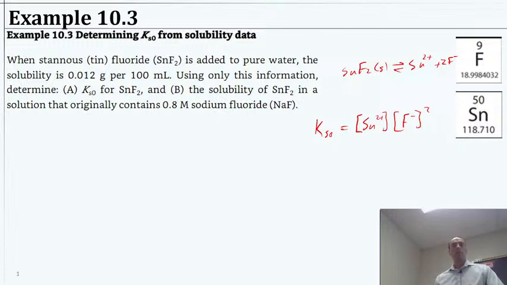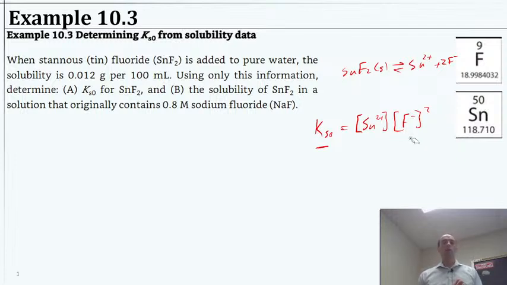Part B then says, okay, so what is the solubility of this mineral if we have a solution that originally contains 0.8 moles per liter of sodium fluoride? So that gives us 0.8 moles per liter of F-, which given this circumstance, we could then solve for how much of the tin is going to dissolve, given that we know this and we know this.